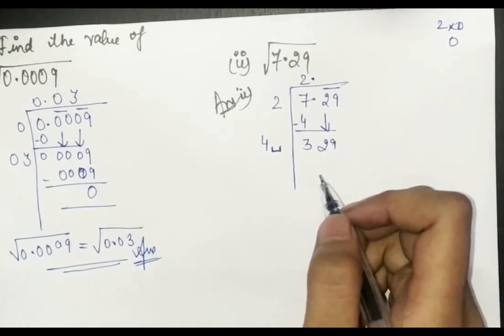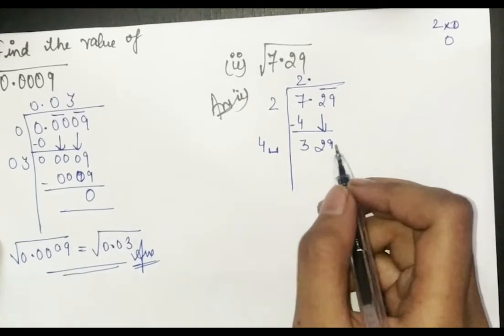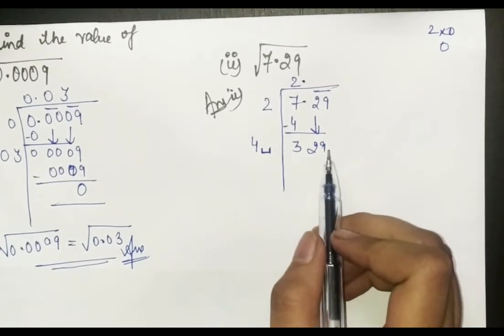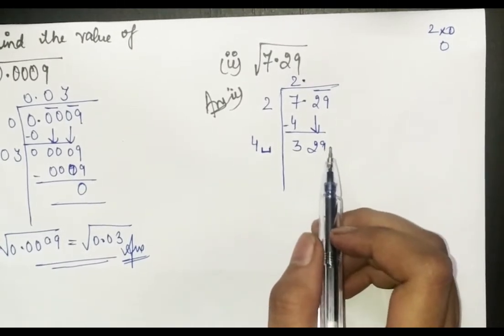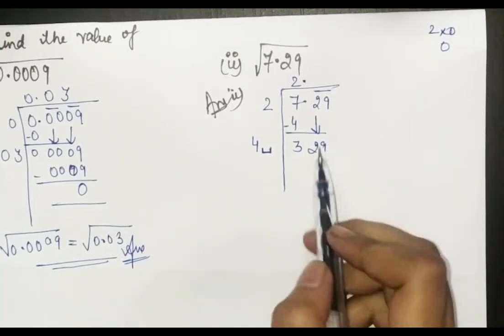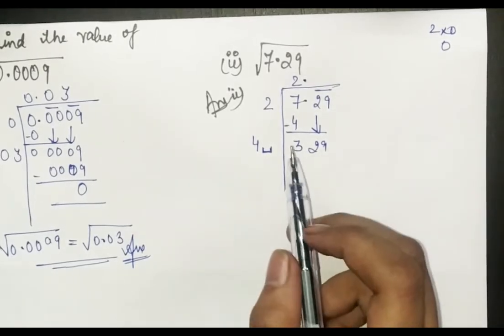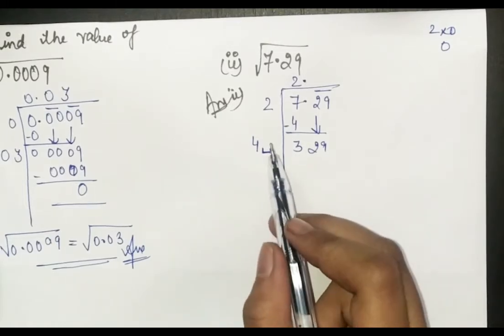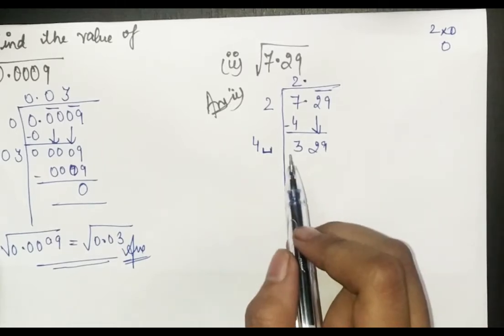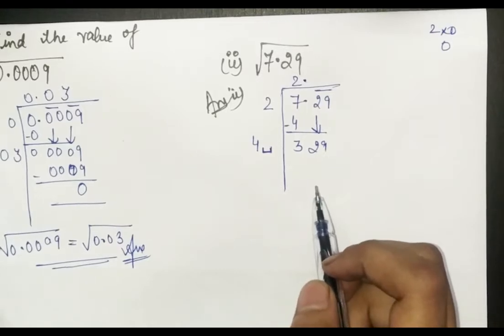Now 329, you all know the trick: if the last digit of a number is 9, like you all know the square root is 3 into 3, that is 9, or 7 into 7, that is 49. Then we will be checking whether it is divisible completely with 3 or with 7. So let's find out that.